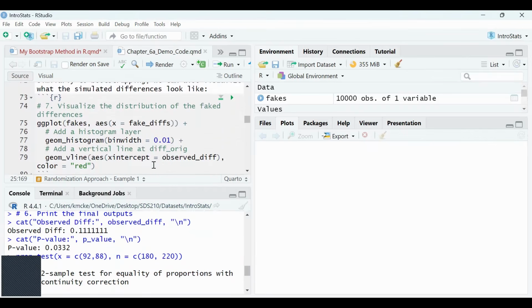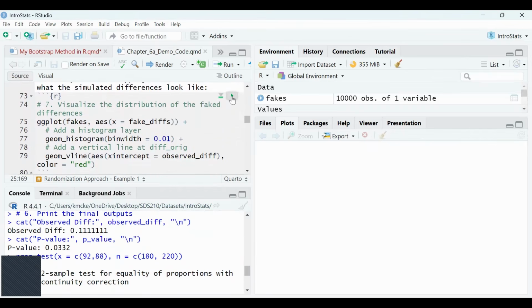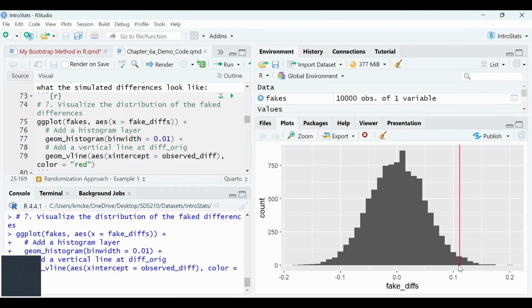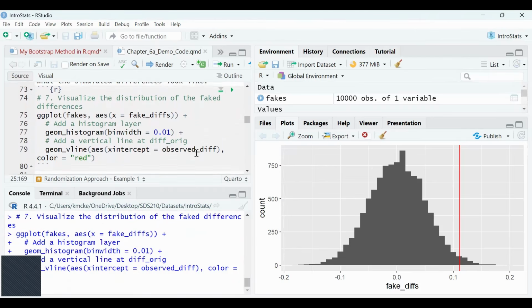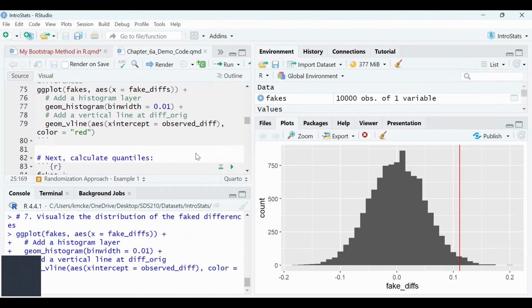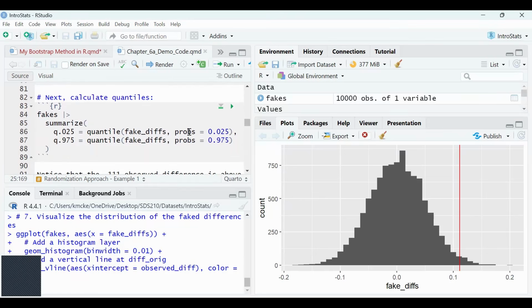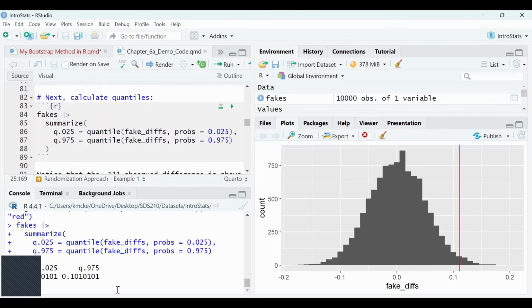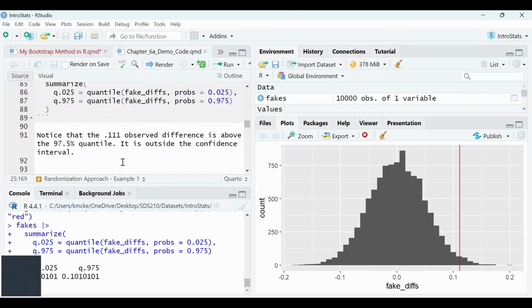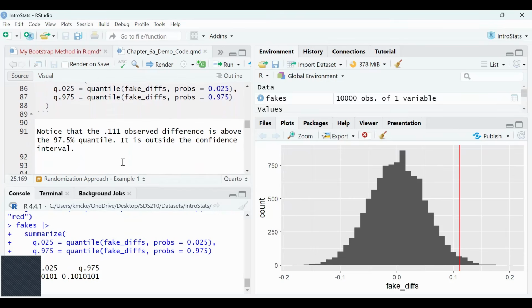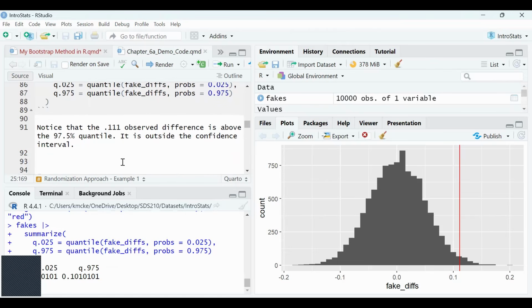We can also visualize what this looks like. So we're going to plot these. And we can see that our 0.1111 is actually way out here. Okay, so it's pretty much in the tail. And then if we calculate quantiles, then we're basically achieving a confidence interval, right? From negative 0.101 to positive 0.101. Notice that the 0.111 observed difference is above the 97.5th quantile. Therefore, it is outside of the confidence interval.